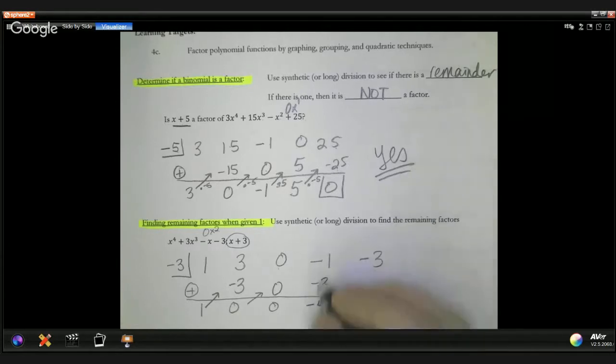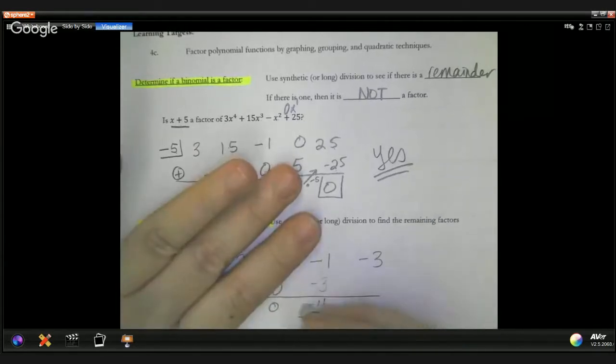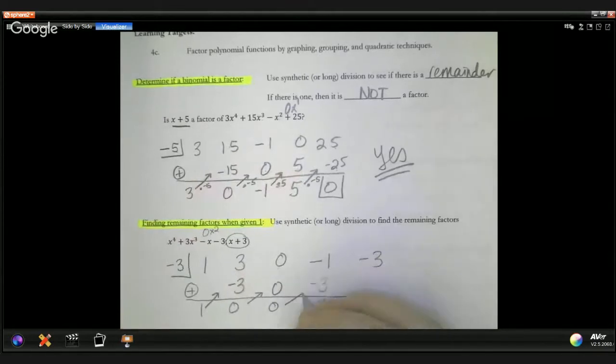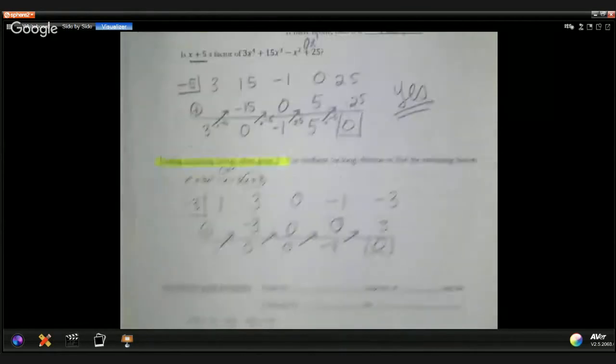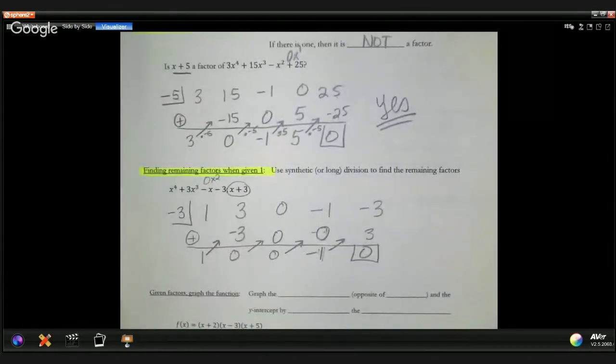Oops, here. Oh, there. I found my mistake. I was worried because I was about to get a remainder. 0 times -3 is 0, which is -1, times -3, which is +3, which is not a remainder. So now we know that's a factor. It told us it was, but now what we need to do is find our answer.